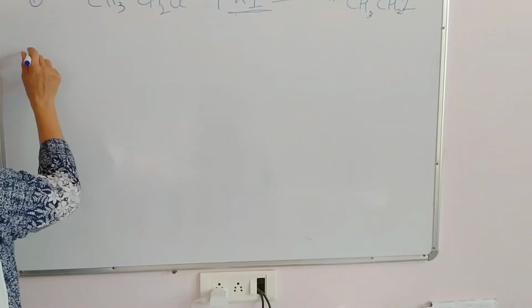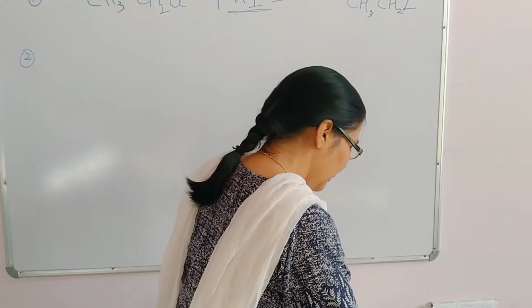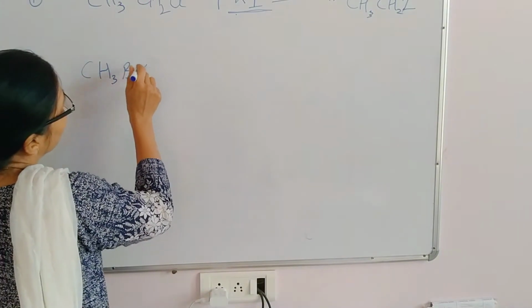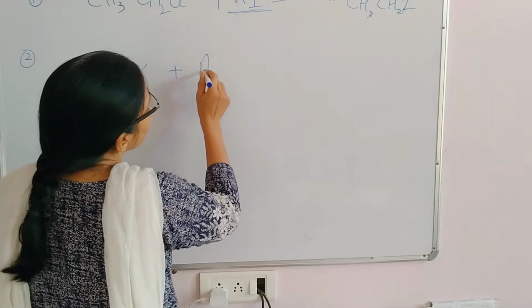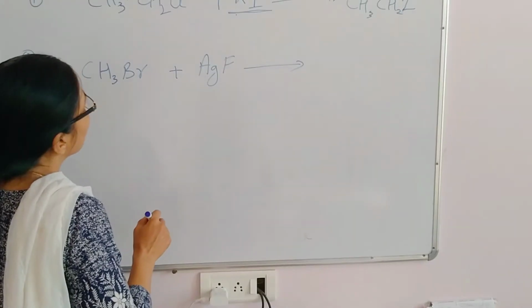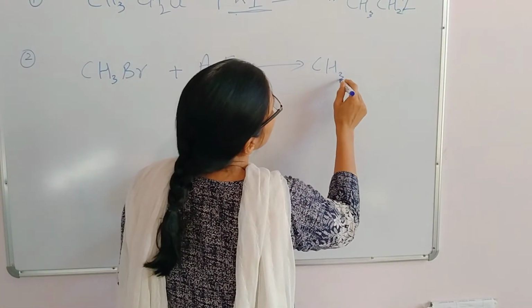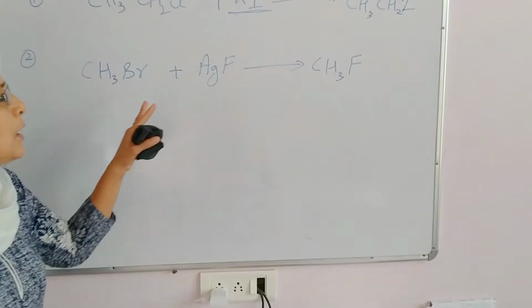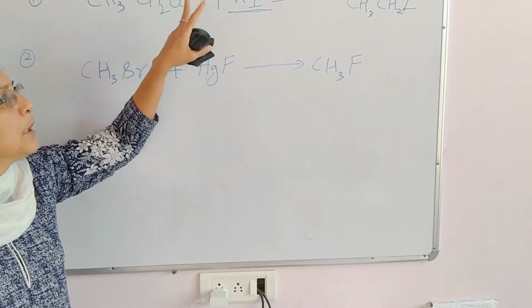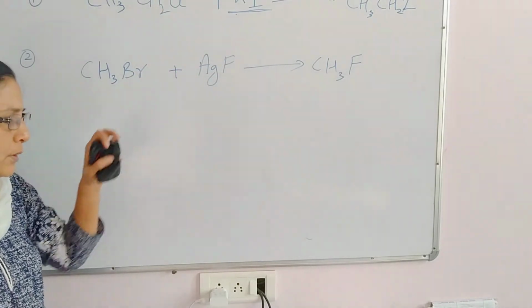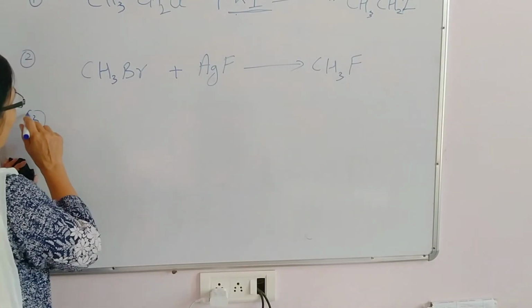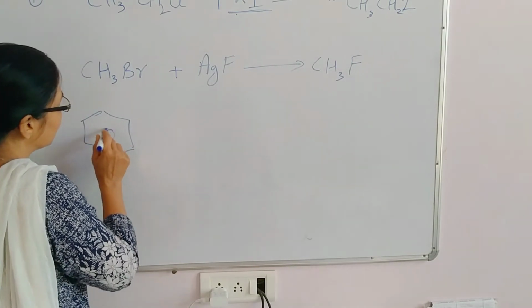Okay. Now after the Finkelstein reaction, the next reaction we are doing is CH3Br. Any bromo or chloro derivative you can take. The silver salt of fluorine or antimony salt of fluorine, when treated, there will be formation of CH3F. Again, it is a halogen exchange, and its name reaction is the Swarts reaction. This one is Finkelstein, this one is Swarts reaction.